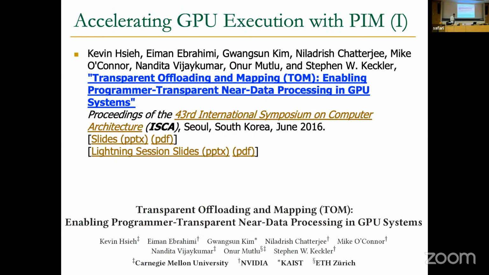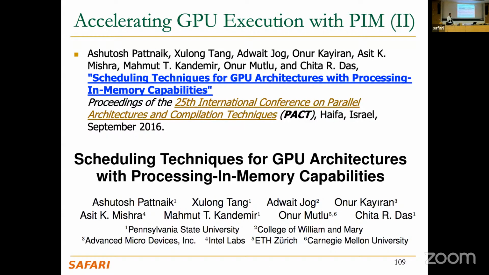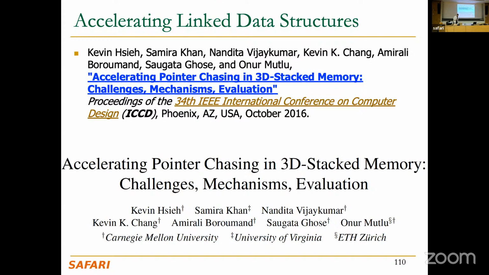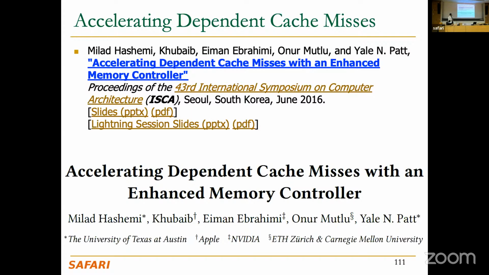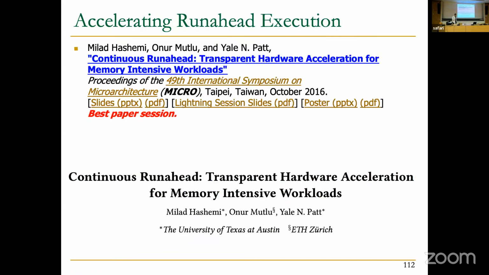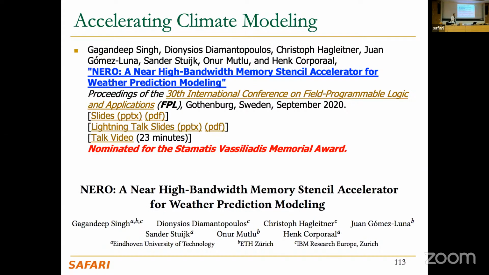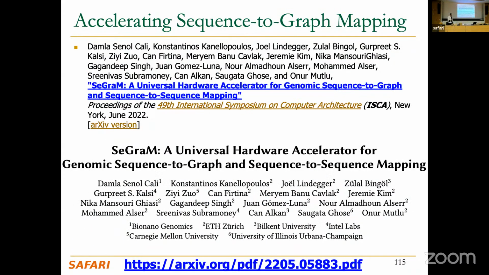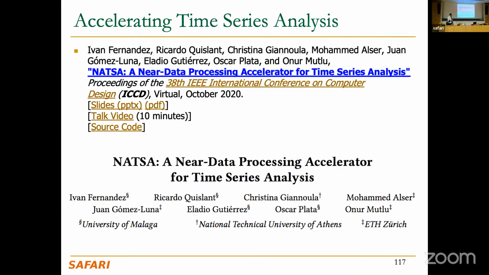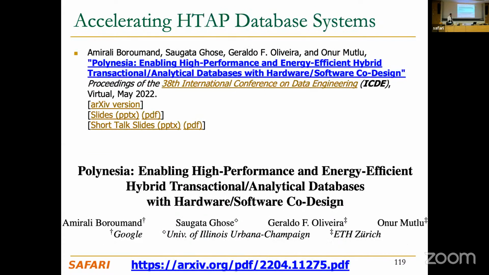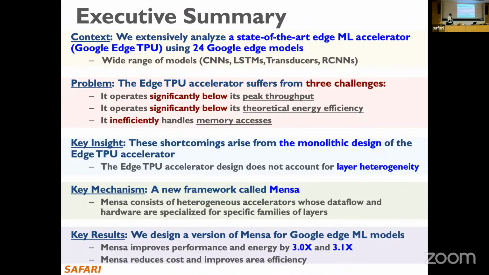And this is the paper that we did together with Google, and this extends to other systems and other environments as well. So there are examples of processing-in-memory architectures using GPU systems, and also other applications like traversing linked data structures, accelerators for cache misses, runahead execution, climate modeling, approximate string matching, and more bioinformatics workloads. Time series analysis is also another example of a data movement application, and this extends to graph processing, graph pattern mining, databases, hybrid transactional analytical processing databases, and more neural network inference, which I'm briefly going to talk about.